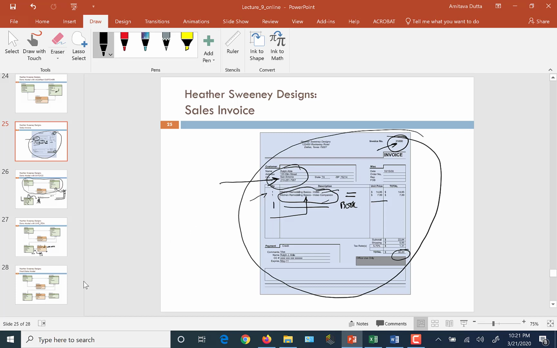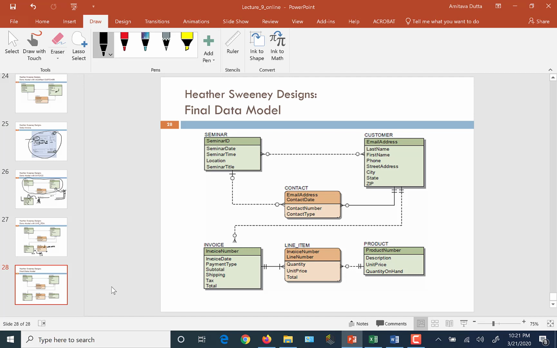So I will add one more entity to this ER diagram called product, and its identifier will be product number. Then we have a description of the product, the unit price for the product, and how many items I have in stock of that particular product. Okay. And this entity is not a weak entity, it exists by itself. So product can exist independent of customer, seminar, invoice, and what have you. So this is a regular entity, this is not a weak entity, and it is connected to line item.